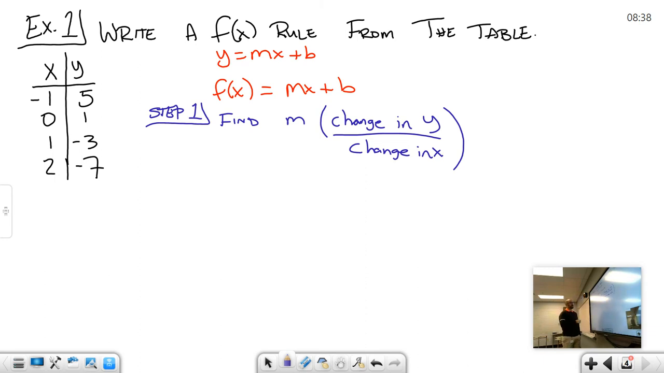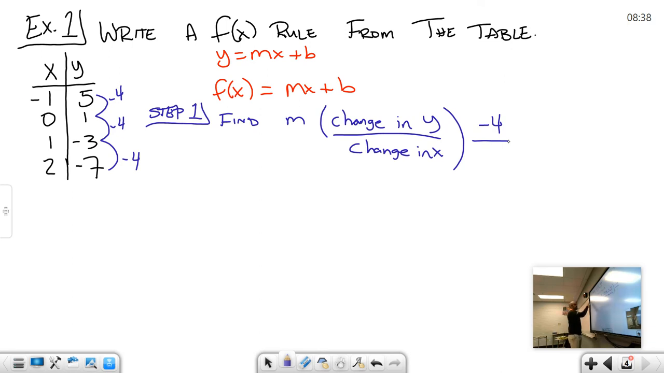So let's look at our y's here, and we're just going from number to number. What happens when I go from 5 to 1? Well, we're subtracting 4. What happens from 1 to negative 3? Again, subtracting 4. Noticing a pattern? A pattern is a good thing. From negative 3 to negative 7, again, we're minusing 4. So my change in y is negative 4. It's my constant pattern. We're subtracting 4 every time. Over, well, what's my change in x?